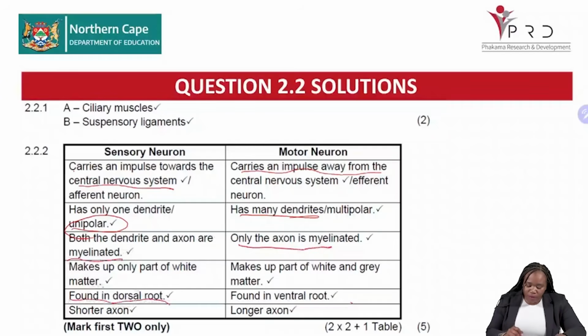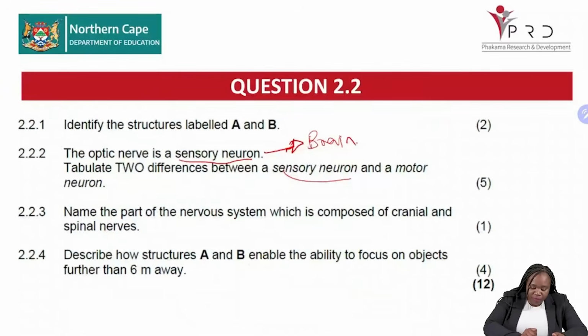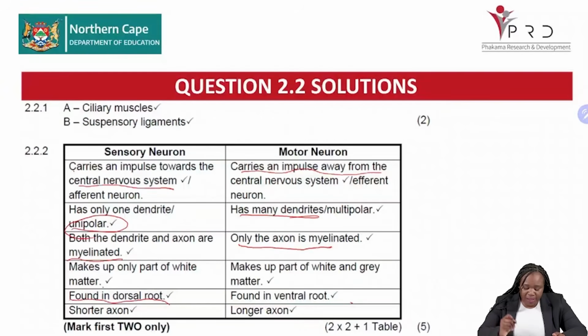Now, let's have a look at the marks. The question said, how many differences? 2 differences. But how many marks do we have? 5 marks. Now, the last mark is for tabulating. This means that if you do not draw a proper table, you will lose a mark for that table. Simply drawing a cross like this is not drawing a table.